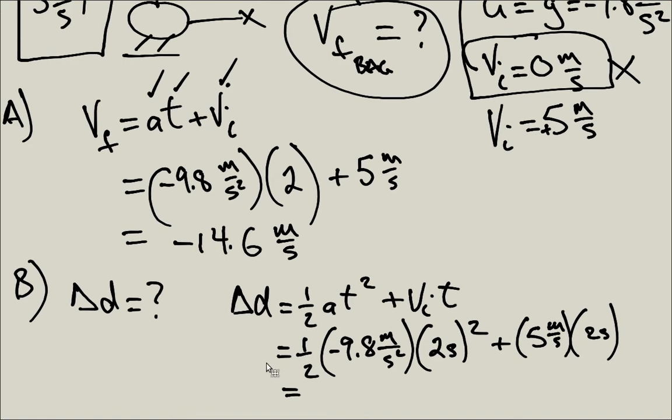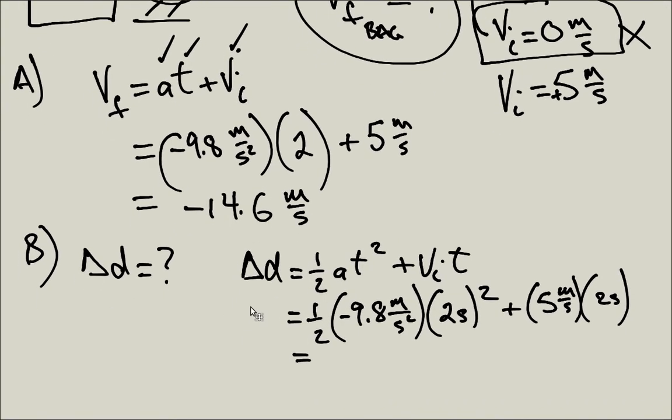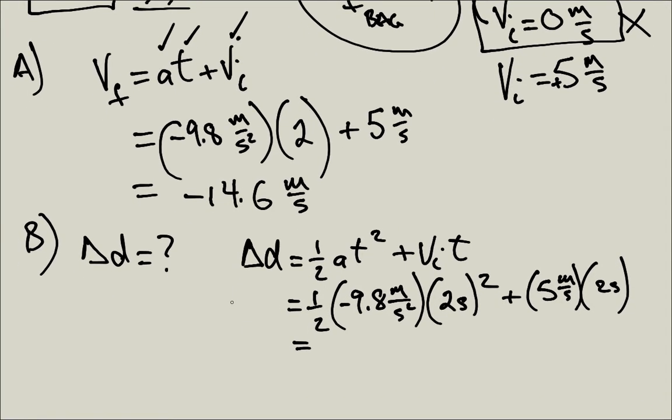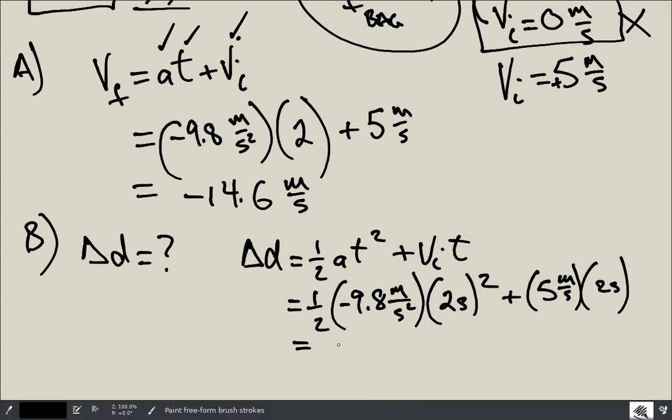And so that's going to give me, let's move this up a bit. Get our trusty calculator. 0.5 times negative 9.8 times 4, which is 2 squared, equals, plus 10. And so the answer is negative 9.6 meters.